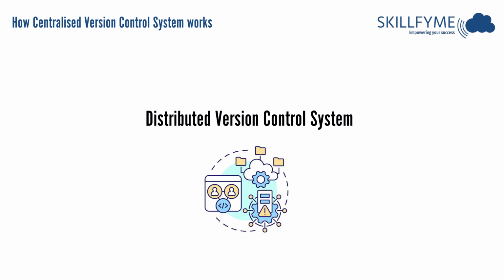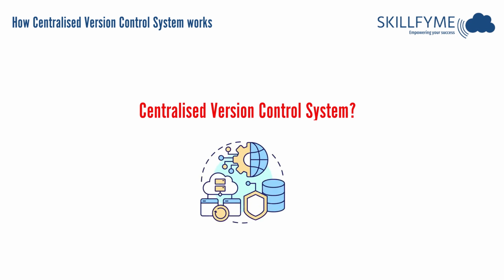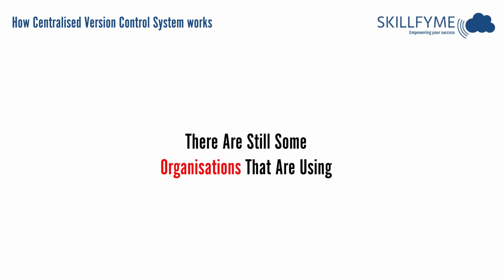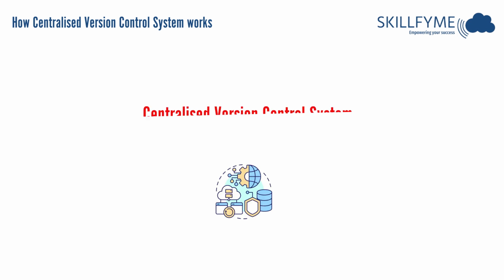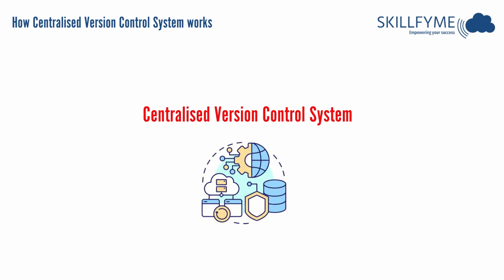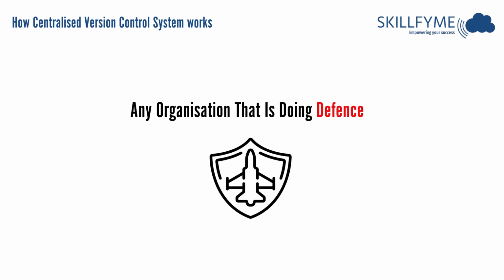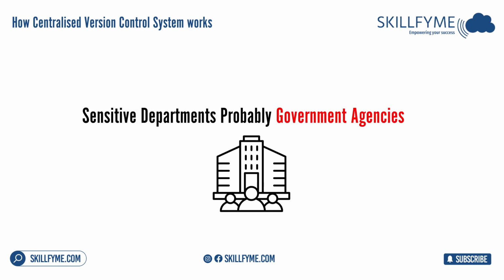Practically speaking, before we even talk about the distributed version control system, do you think people might still have been using centralized version control systems? What was the biggest benefit of centralized version control? Security, correct? So there are still certain organizations which are using centralized version control systems. It is not that common, but in some capacity, people are still using them. Let's say any organization which is doing defense, or sensitive departments, probably government agencies.